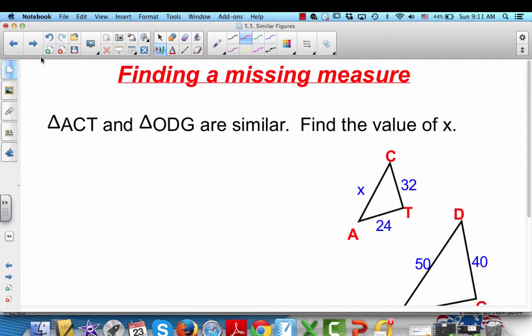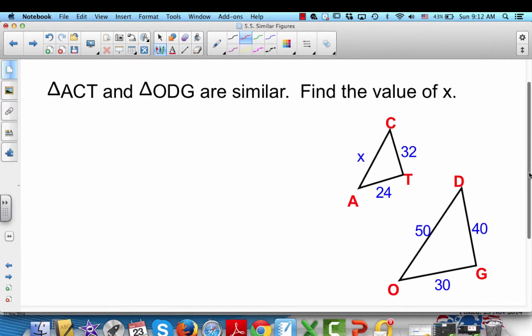Now, let's find the missing measure. That's what math, that's what algebra is all about, is finding that x, isn't it? So we've got triangle ACT and triangle ODG, and they're similar. Find the value of x. Let me move this down so you can see the whole thing.